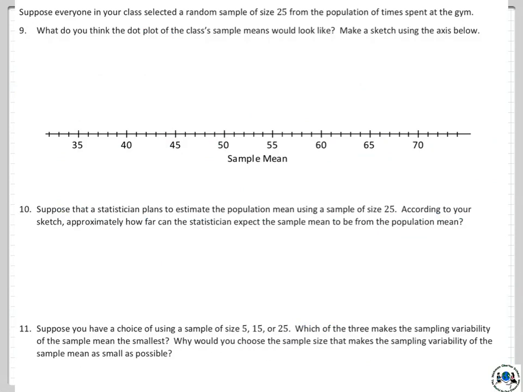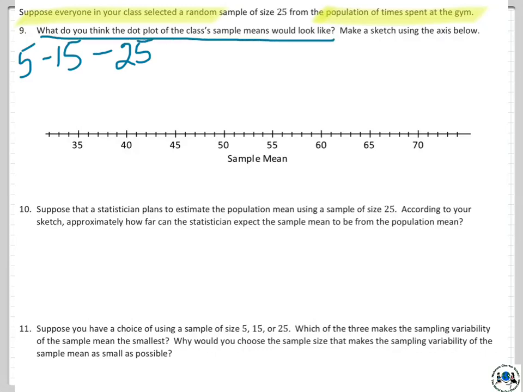Okay, and we're just going to do a suppose here. Here we go again, another question. Suppose everyone in your class selected a random sample of 25 from the population times spent at the gym. Now we've gone from 5 initially up to 15. What do we notice? We notice that our variability is getting less as we go up. So what do you think the dot plot of your class's sample means would look like? Make a sketch if you'd like.